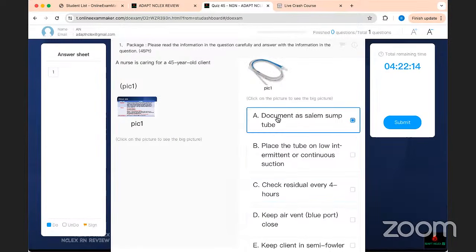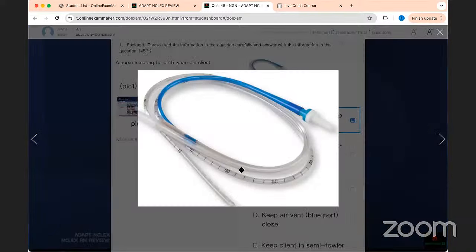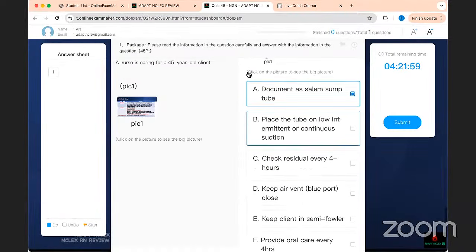and therefore you can know how to take care of it. I can tell you this is what we call a Salem sump tube because it makes noise. Salem sump tube, it makes noise. It's not a Levine tube. The Levine tube does not make noise. When you see it with the blue cap, that's a Salem sump.